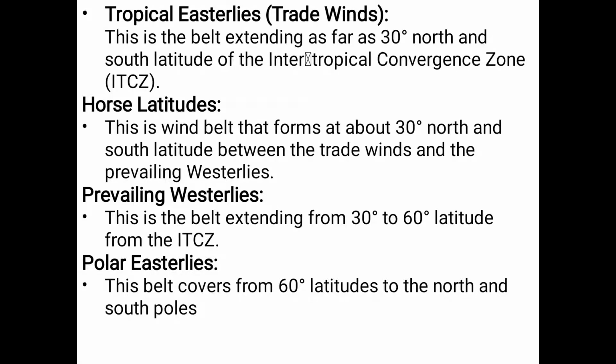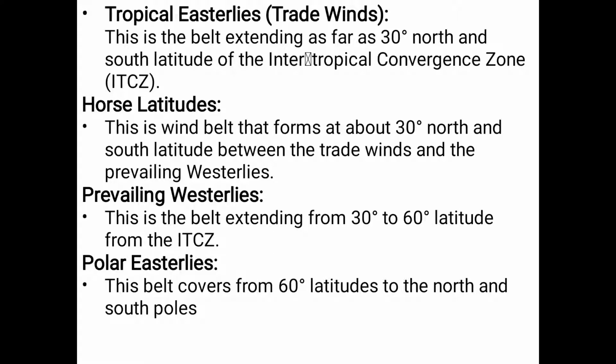Then the next important definition is the horse latitude. What is a horse latitude? The horse latitude is a wind belt that forms at about 30 degrees north and south latitude, between the trade wind and the prevailing westerlies.